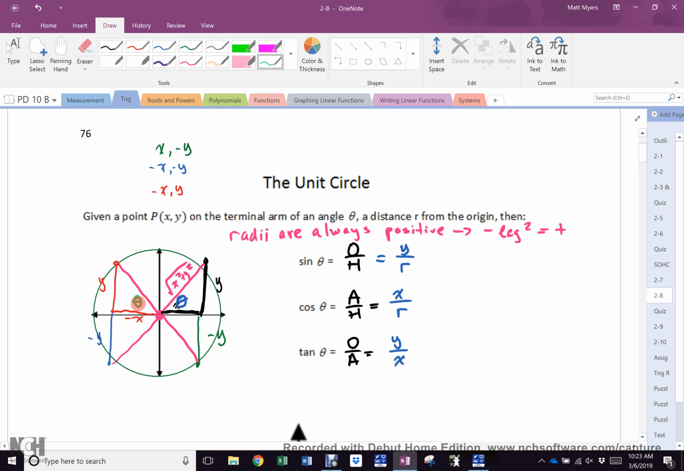What's green theta? What's the sine of green theta? Y over r. What's the cos of green theta? Look closely. Negative x over r. What is the tan of green theta? Y over negative x.